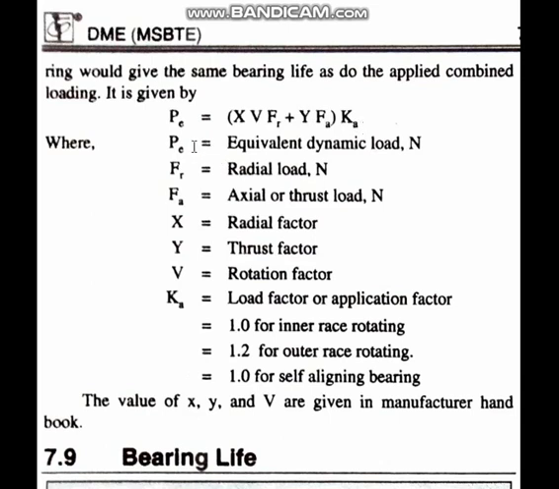You see, P_E is the equivalent dynamic load, F_R is the radial load, this one. Then F_A is the axial thrust load. This is the radial component, this is the axial thrust component. Then X is the radial factor, Y is the thrust factor, V is the rotation factor, and K_A is the load factor or application factor. V is one for inner race rotating, 1.2 for outer race rotating, and one for self-aligning bearing.